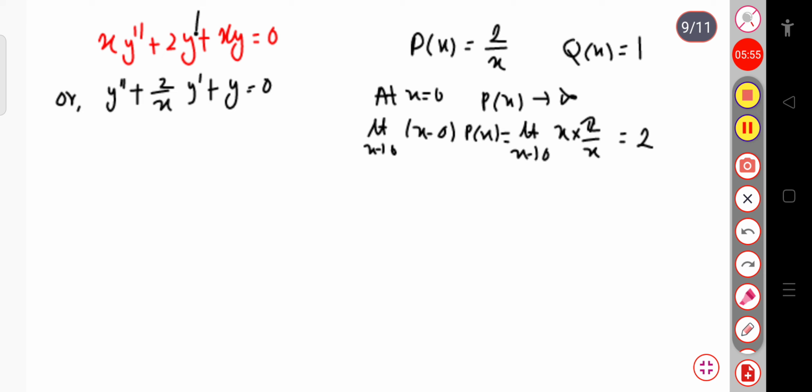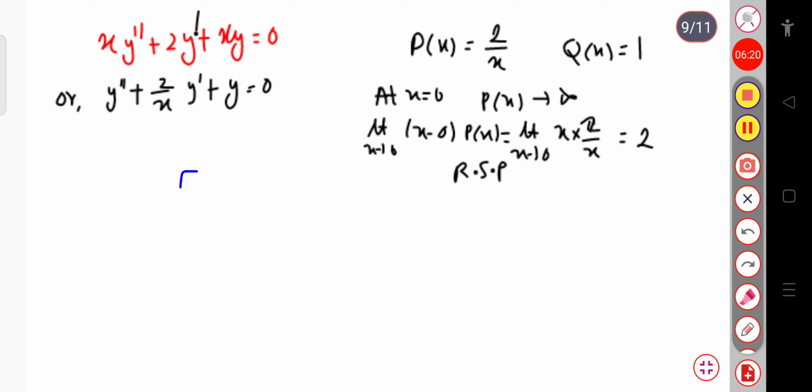And also for q of x you may check, so at x equal to 0, it is a regular singular point. x equal to 0 is the regular singular point and all others are ordinary points. So now we can apply the Frobenius series solution method to solve this equation. Now let us see how to solve this equation. First of all, I will write the Frobenius series solution.